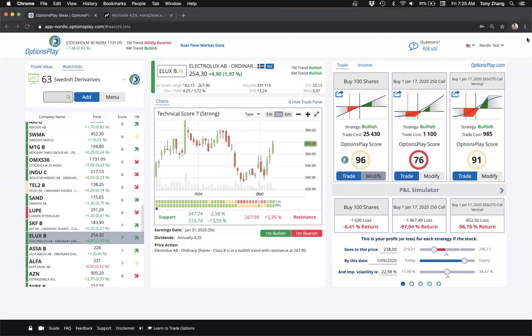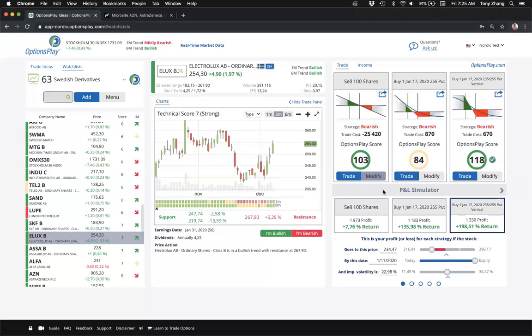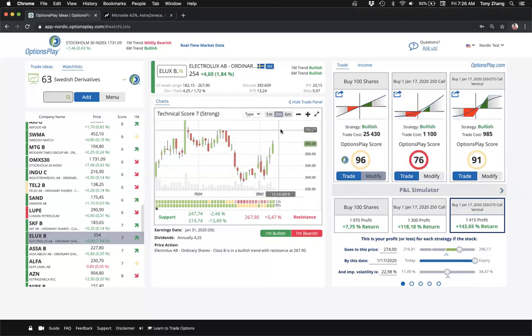Now, this tool, again, is designed to really allow anyone to type in any symbol and get a sense very quickly of either a bullish or bearish view and see 3 bullish or bearish strategies, plug in your outlook on the stock and see how they would perform, whether it'll lose money or make money. Sometimes you might be surprised that even if the stock goes in the direction you expect it to, let's say Electrolux does go higher, but it only goes up to 260. It doesn't go all the way up to 268. Sometimes users might be surprised to see that you actually lose money on a call option even though the stock went higher.